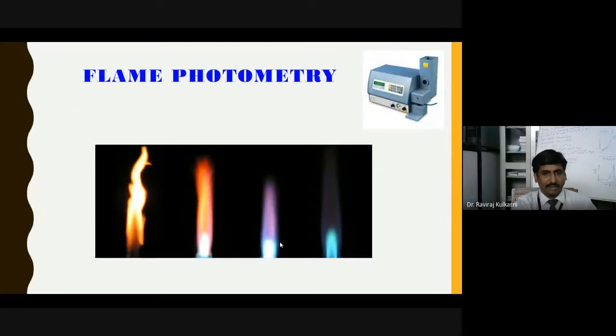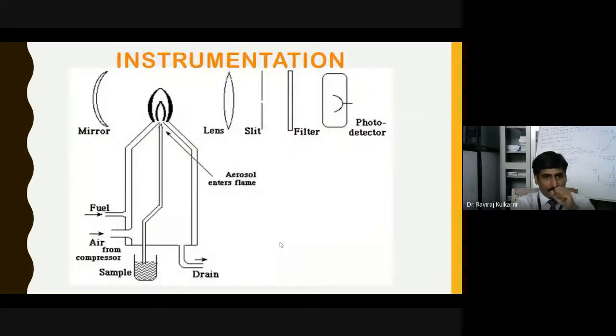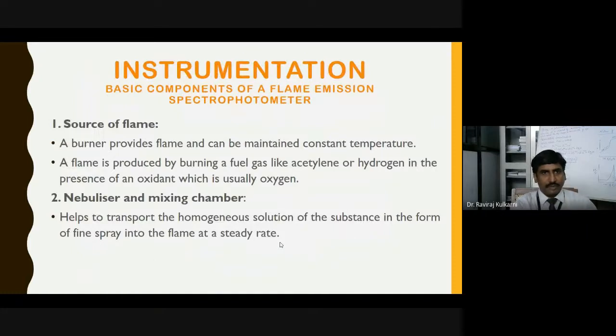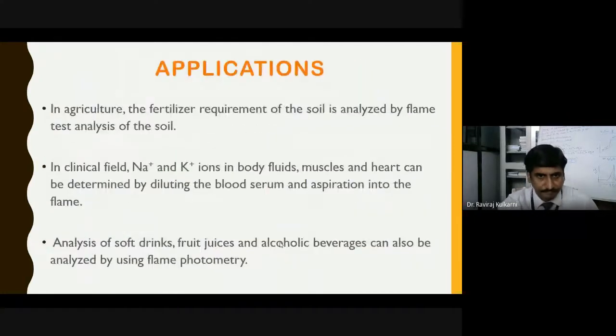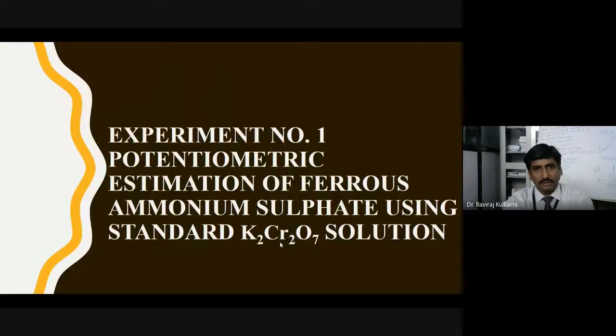I think you studied at PUC level different colored flames. Based on the color of the flame, you can tell which metal is present. That is the flame test. Similar to that, we have flame photometry. We can even determine the concentration of metal ions in water or in an aqueous sample. That is for demonstration, flame photometry.